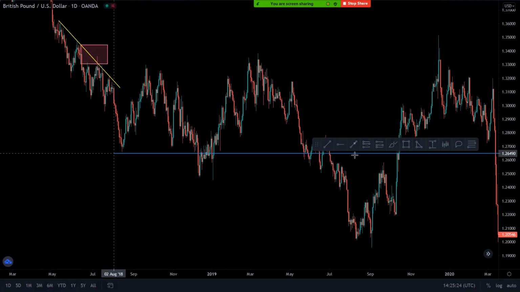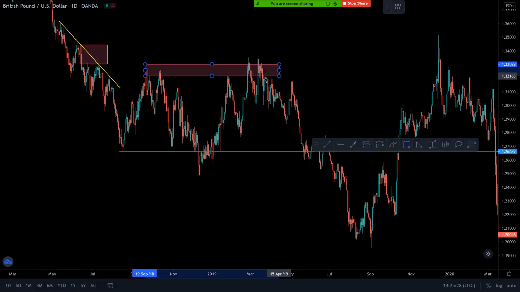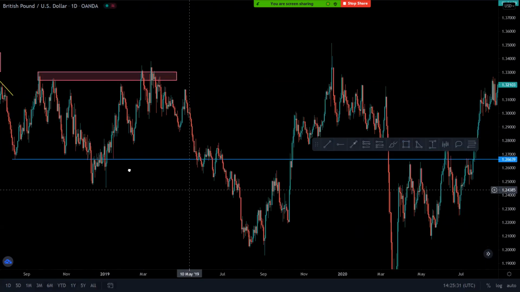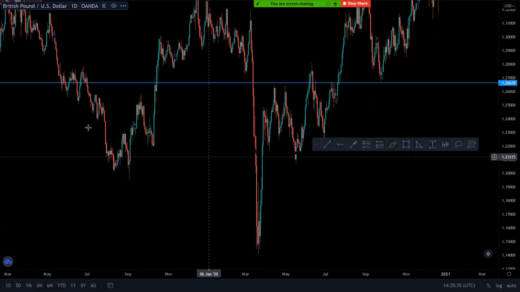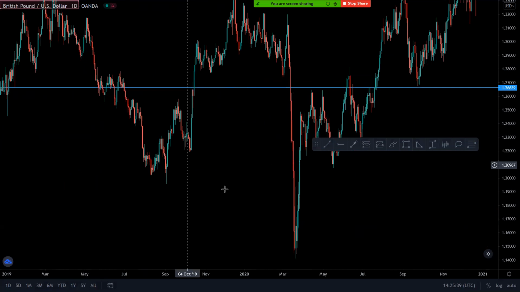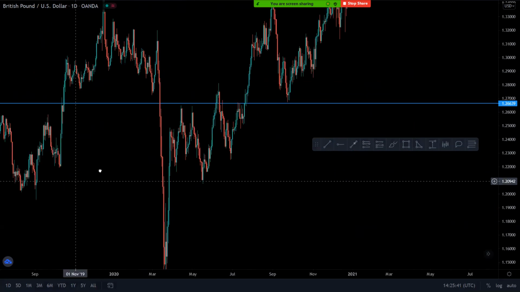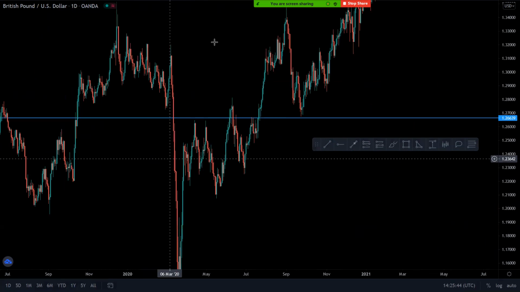Structure broke and order block. You see, you'd have capitalized from this move. You wouldn't have been shocked by this move right here that happened here. You wouldn't have been taken by surprise or something like that. So that's how you do it.